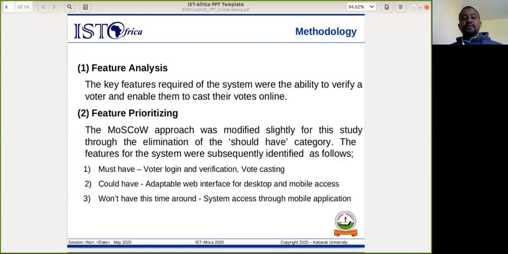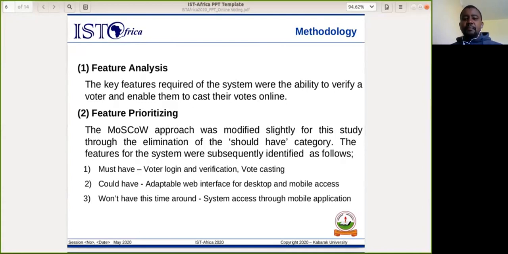Then we did feature prioritizing, and here we used the MoSCoW approach, which is the approach recommended in the DSDM methodology that we used for the study. However, we did not use the fourth category, the should have category. So we used the three: the must have, could have, and won't have this time around.